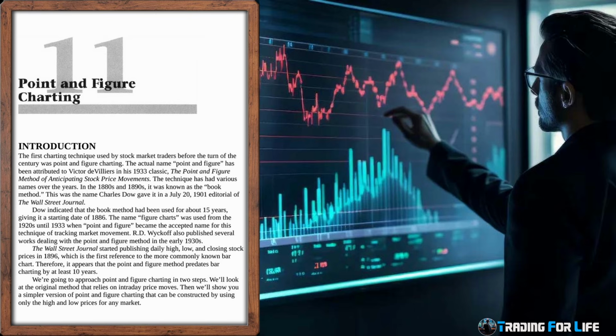The technique has had various names over the years. In the 1880s and 1890s, it was known as the book method. This was the name Charles Dow gave it in a July 20th, 1901 editorial of the Wall Street Journal. Dow indicated that the book method had been used for about 15 years, giving it a starting date of 1886. The name figure charts was used from the 1920s until 1933, when point and figure became the accepted name for this technique of tracking market movement. R.D. Wyckoff also published several works dealing with the point and figure method in the early 1930s.